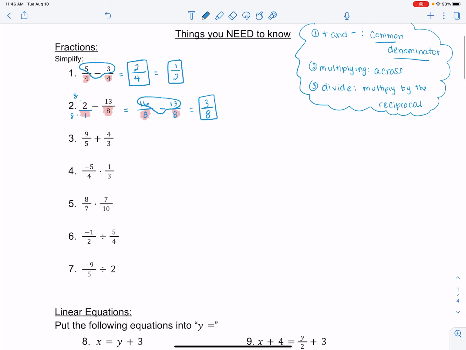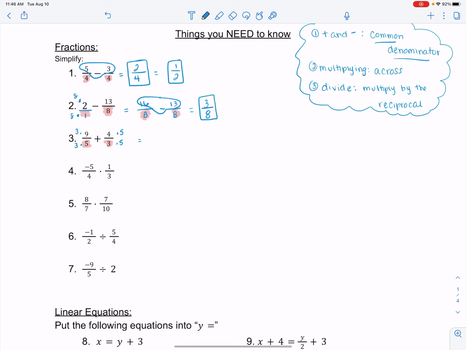All right, 9/5 plus 4/3. When adding, we need a common denominator. So same rules as subtracting. But I can't turn 5 into 3, and I can't turn 3 into 5, because the only way to get a common denominator is through multiplication. That's why we multiplied by 8 in the second one. So what I'm going to do is I recognize that 5 and 3 can both be changed into 15. In order to change the denominator to 15, I'm going to have to multiply this first fraction by 3 and the second fraction by 5.